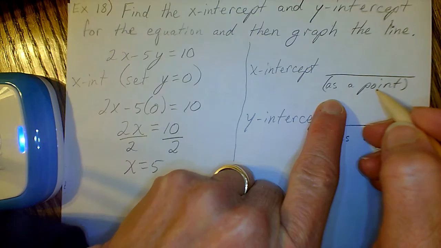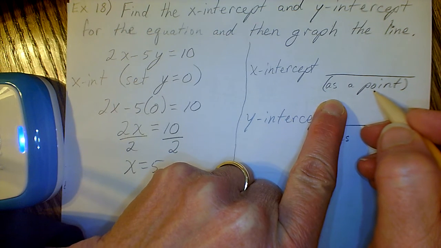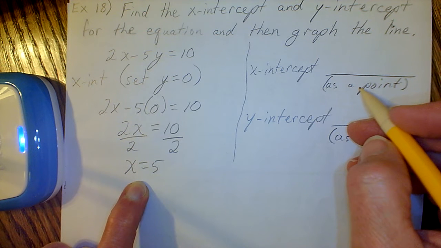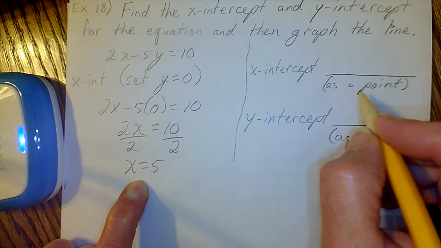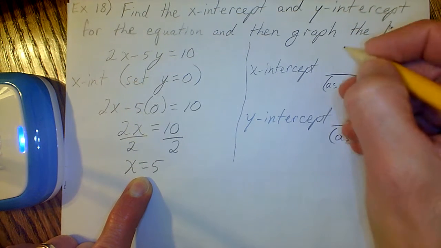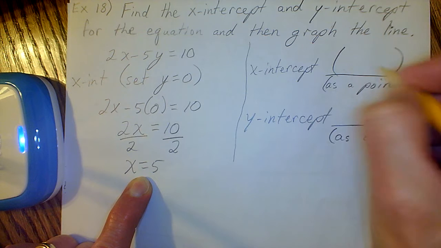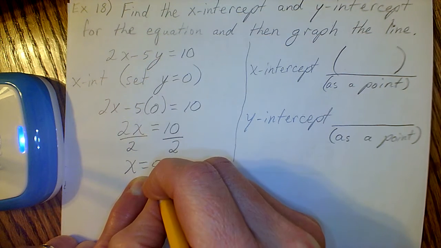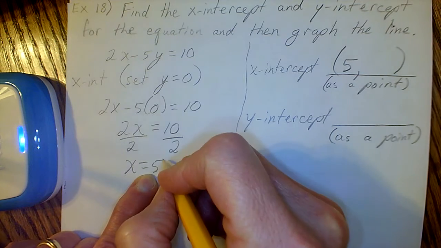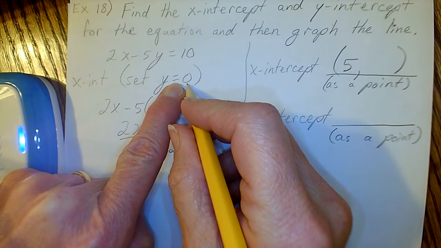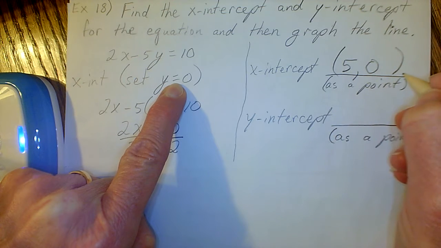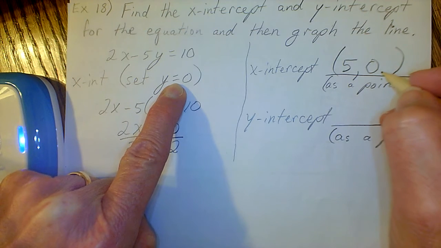Now, we are told over here, under the line, it says, as a point. We are not supposed to give this answer as x equals 5. We're to write it as a point. So our x value, remember when we're writing points, we put our x value first and then we put our y value. Well, my x value for my x-intercept is the number I just found. It's a 5. My y value, we said we were setting y equal to 0. So at an x-intercept, your y value is always 0. So my x-intercept is the point 5, 0.